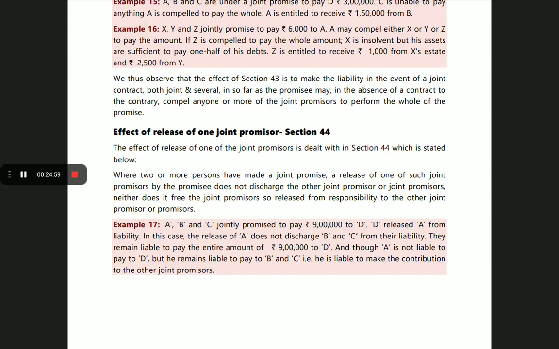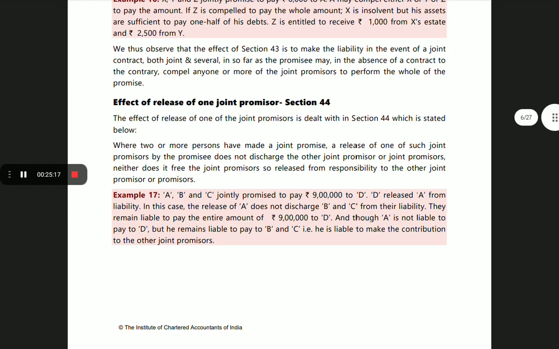Effect of release of one joint promisor. The effect of release of one of the joint promisors is dealt with in Section 44, which is stated below. Where two or more persons have made a joint promise, a release of one of such joint promisors by the promisee does not discharge the other joint promisor or joint promisors.